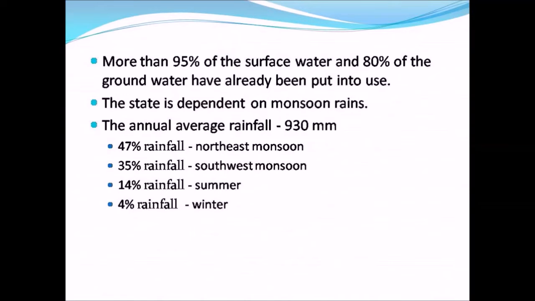The state is heavily dependent on monsoon rains. The annual average rainfall is around 930 mm. We know that Tamil Nadu receives the maximum rainfall from the northeast monsoon. It receives about 47% rainfall during the northeast monsoon, 35% during the southwest monsoon, 14% in summer, and 4% in winter. The major uses of water include human or animal consumption, irrigation, and industrial use.